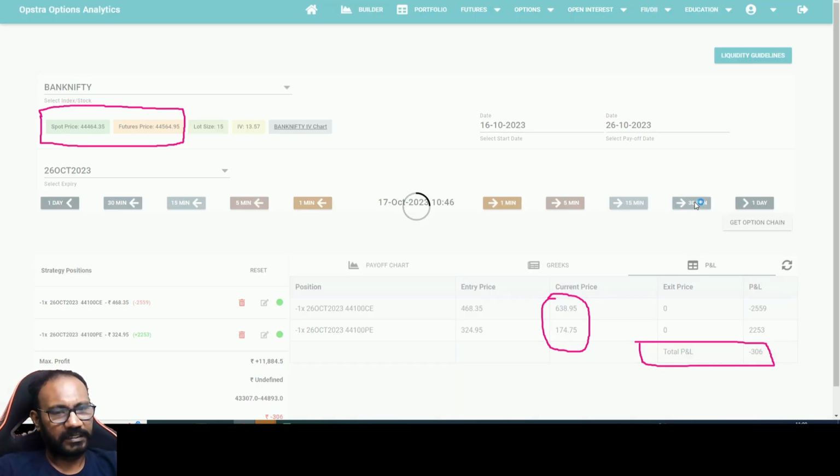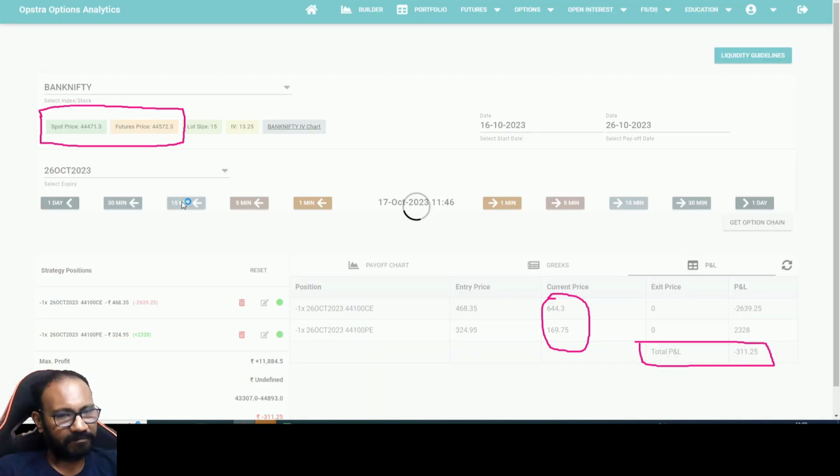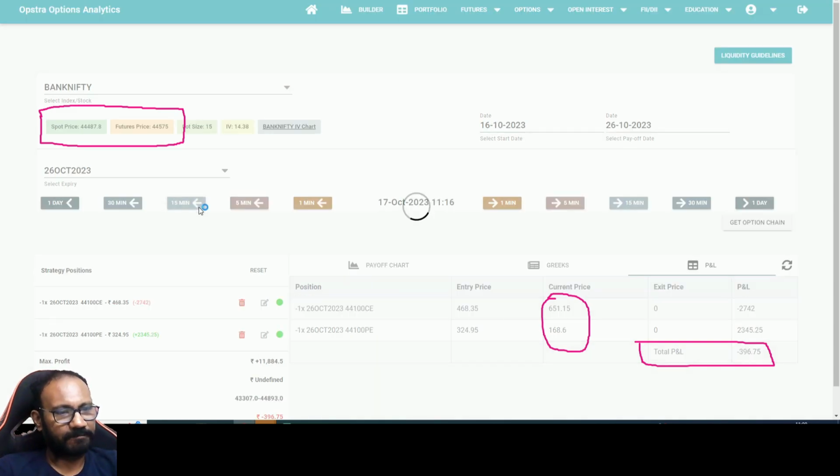So 16th, 17th, 10:45. Time is now. Now you see here. This is where I think we got to go back in time. Here the prices have changed super dramatically. Let's go back.